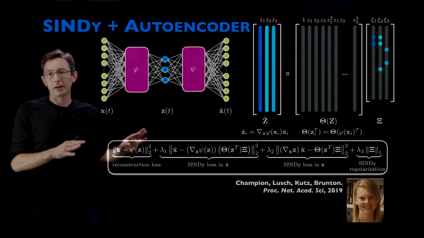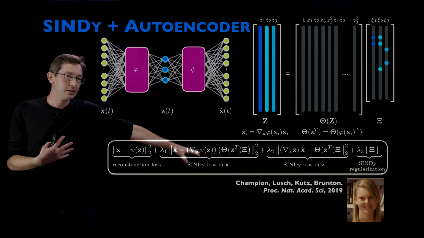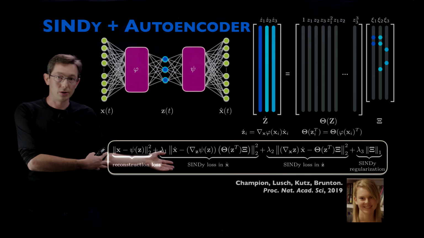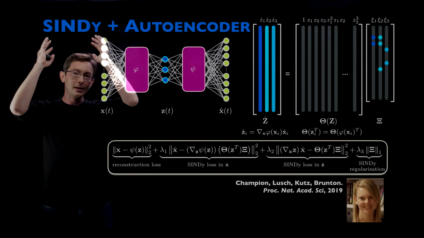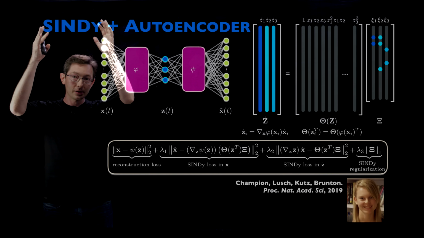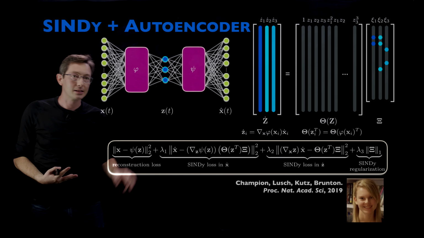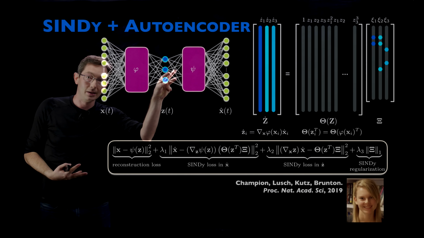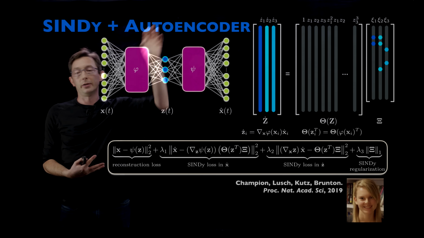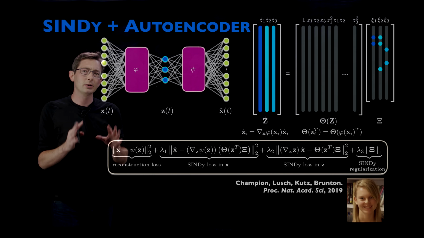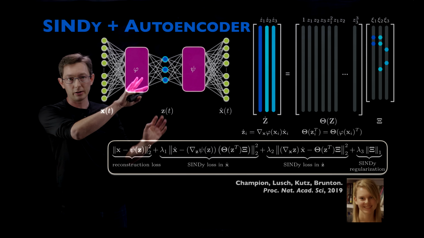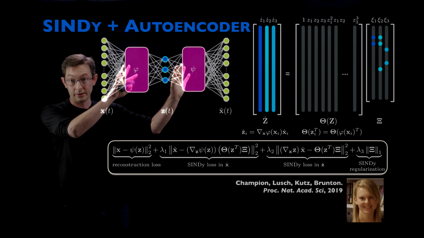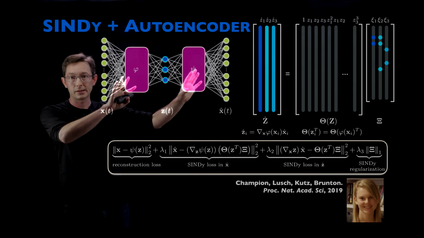So one of my favorite networks here is one that was developed by Kathleen Champion when she was a PhD student with Nathan and me. And this is essentially combining SINDy, or the sparse identification of nonlinear dynamics, to learn a dynamical system in the latent space of an autoencoder. And I think this is a really clever network design. So essentially what Kathleen is doing is she's learning these encoder and decoder networks. These are big, deep neural networks.